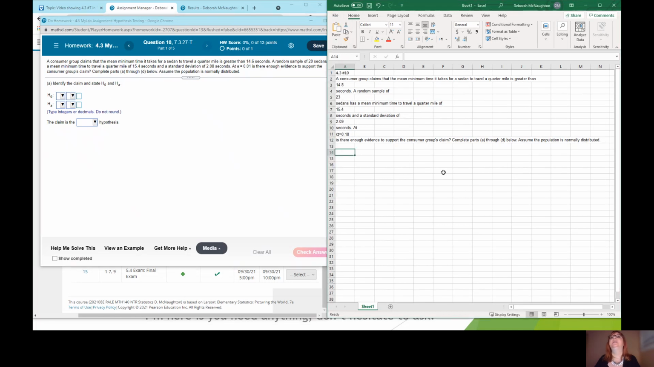And then we are going to complete this. So we see it did change it a bit, so let me just change these. It said that a consumer group claims that the mean time it takes to travel a quarter mile is greater than 14.6 seconds. A random sample of 20 sedans has a mean time to travel a quarter mile of 15.4 seconds, and the standard deviation is 2.08. And the alpha level is 0.01.